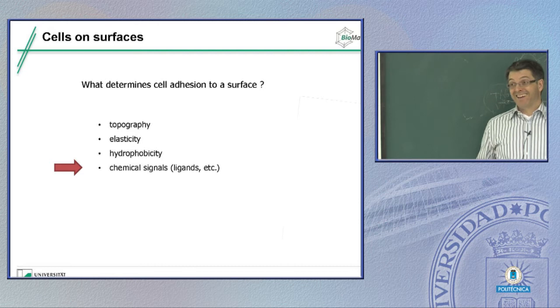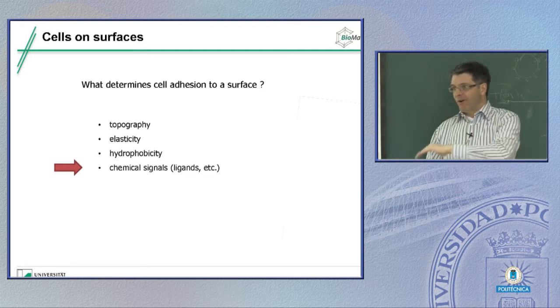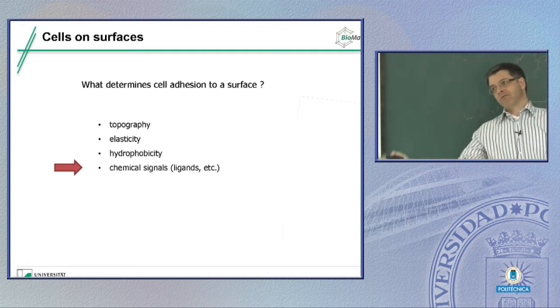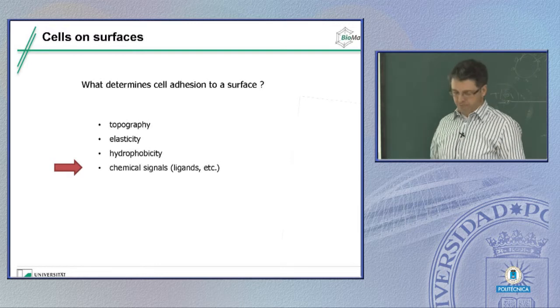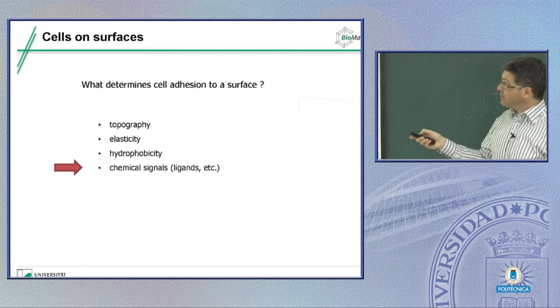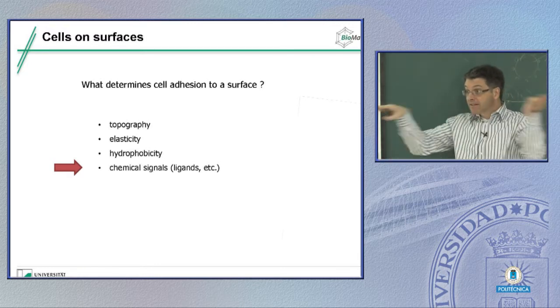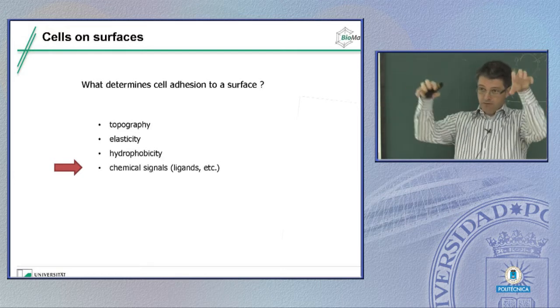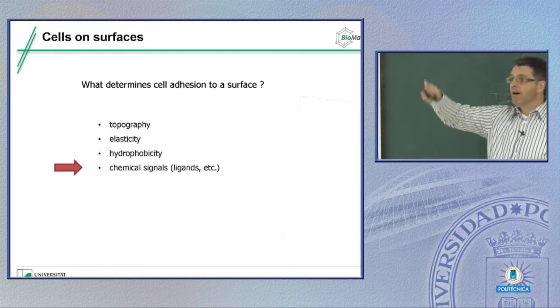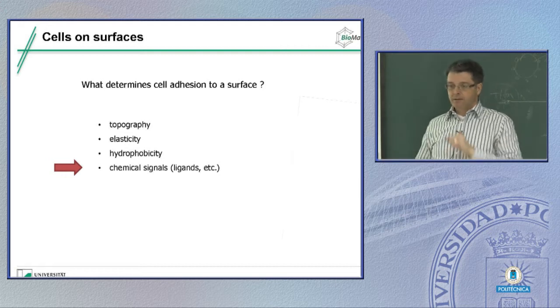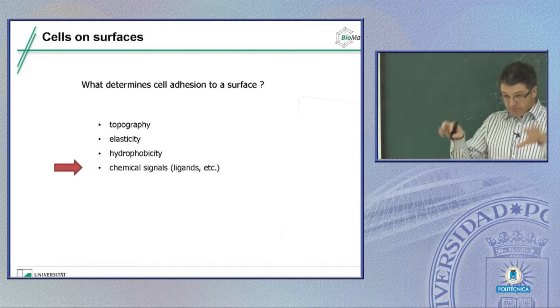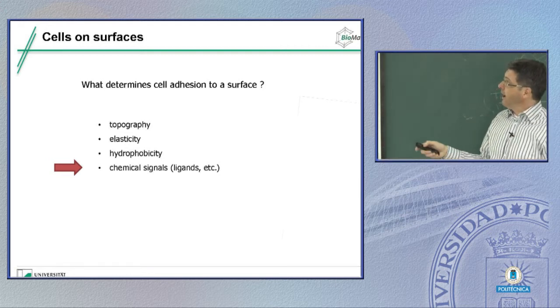So cells like stiffer materials more than elastic ones. So if you have a ceramics and a soft polymer, they rather grow on the ceramics than on the soft polymer for whatever reason. And then topography. Of course, if you have a very flat surface, it's very hard for them to grab onto. So you need some microscale features that they can anchor to so that they can hold on the surface.